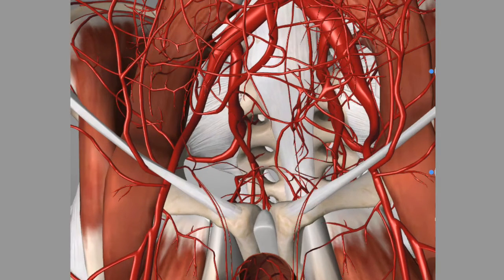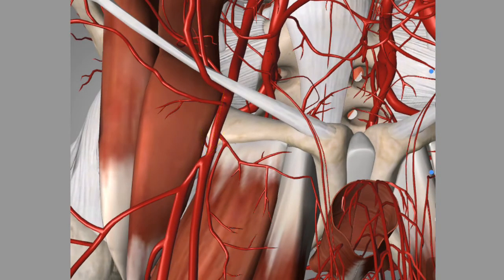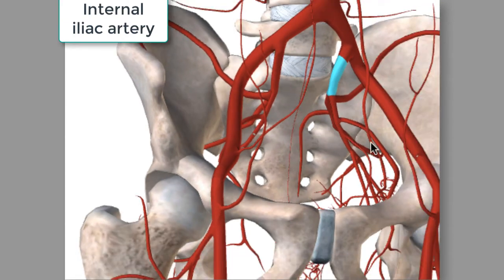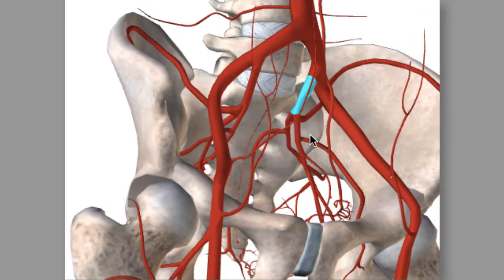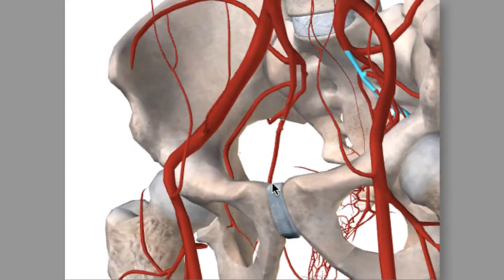It leaves the pelvis by passing under the inguinal ligament to become the femoral artery. The internal iliac artery passes down into the pelvis to the upper margin of the greater sciatic foramen. There it divides into anterior and posterior divisions. The branches of these divisions are numerous and supply the pelvic viscera and the gluteal region.